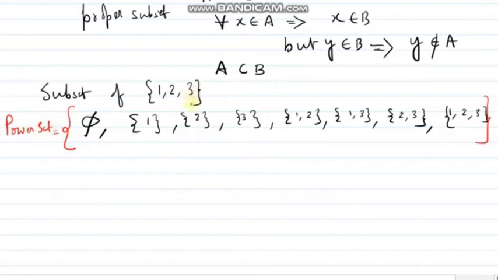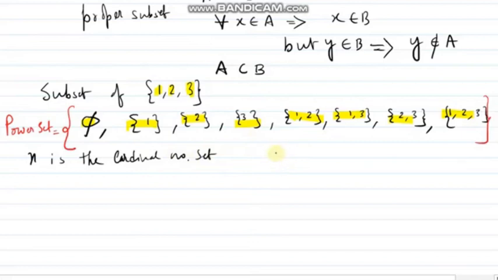All the subsets of one set to be written is known as power set. Now check one thing. How many elements do we have in this set? 3 elements. And check how many subsets we have. 1, 2, 3, 4, 5, 6, 7, 8. So if n is the cardinal number of the set, then the number of subsets we will get is 2 to the power n.